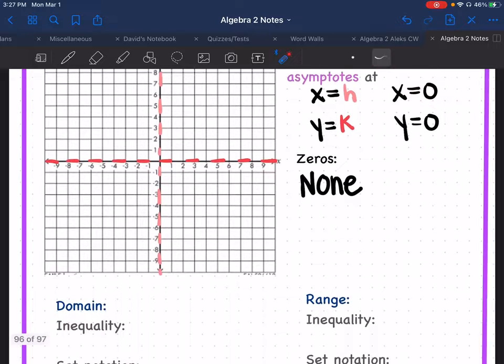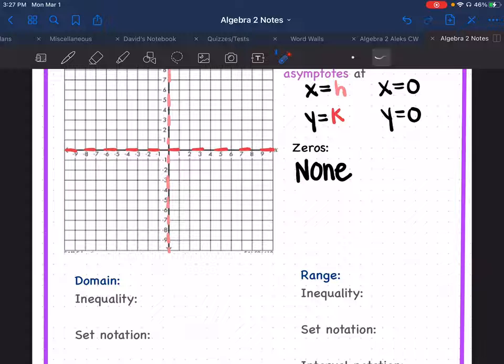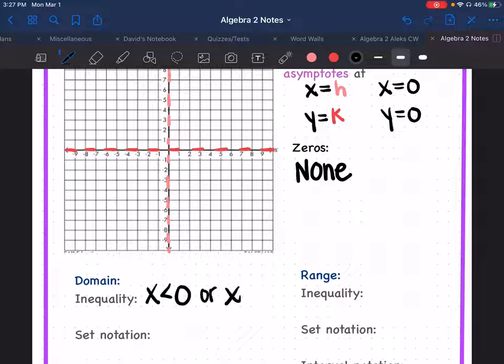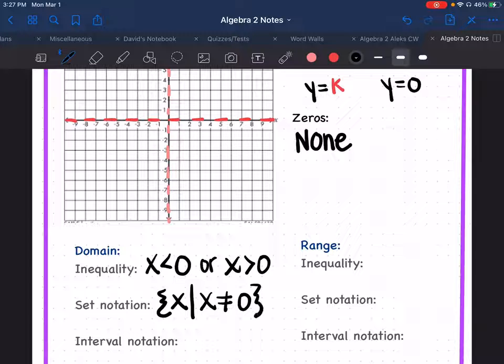All right, the last thing is to find the domain and range, and I'm going to zoom out just a little bit. There we go. Because I'm going to use my x for my domain, and I'm going to use my y for my range. Remember that your domain is all your values except for whatever x is. So if I were to write it as an inequality, it would be x is less than 0 or x is greater than 0. If I were to write it as set notation, I would use my squiggly bracket, x, such that x does not equal 0, and finish with a squiggly bracket.